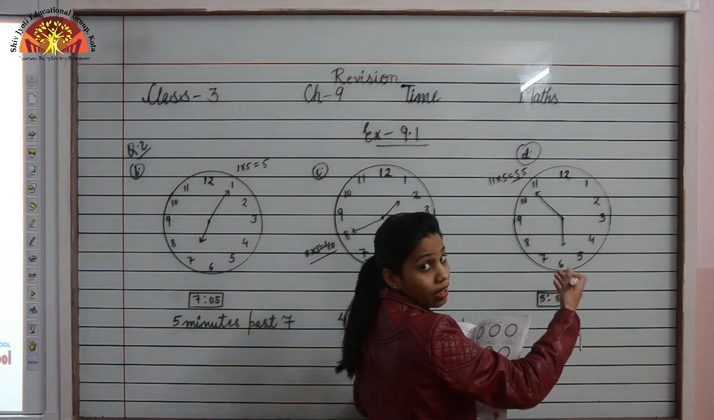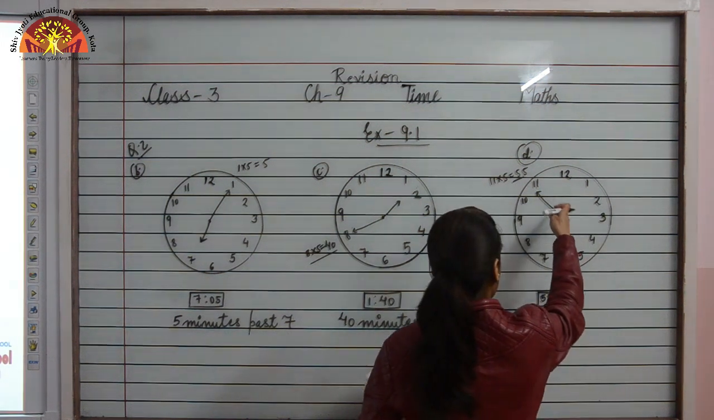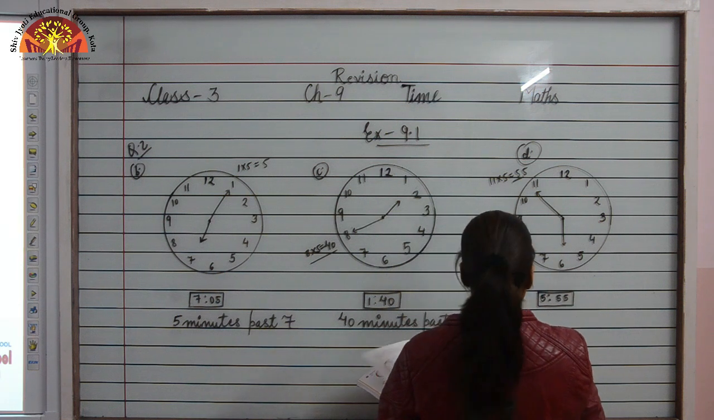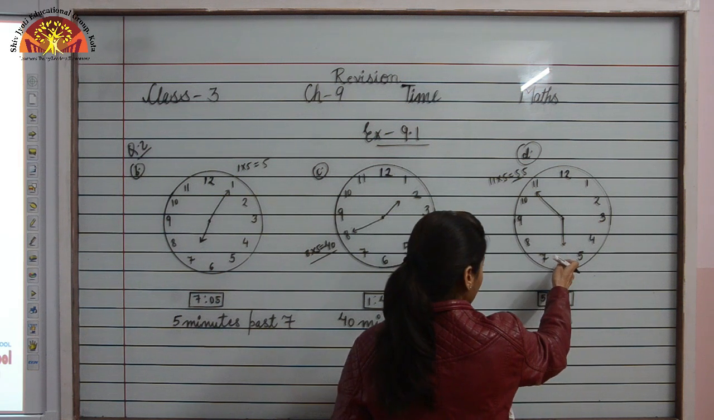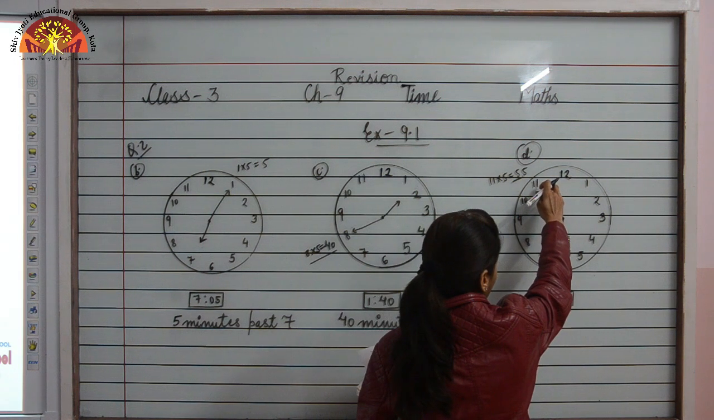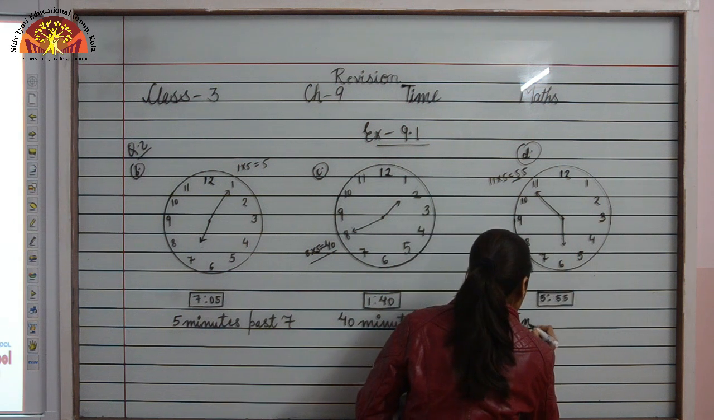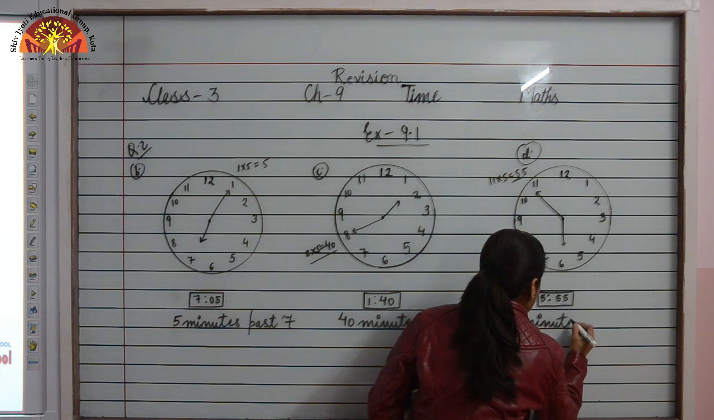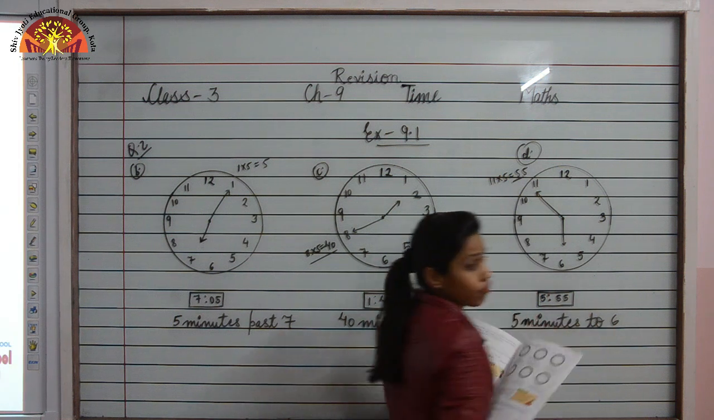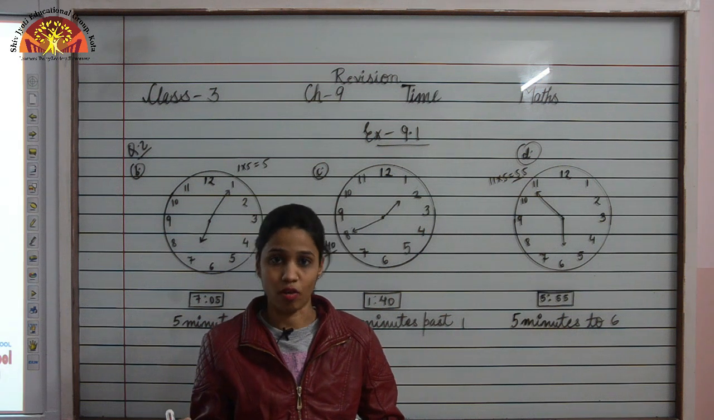Now how will I write the time in another way? Since this minute hand is on the left hand side, I will write time as minutes to the next hour. Now the next hour will be 6. It is not 6 yet, it will cross this 11, so the next hour will be 6. So how will I write? 5 minutes to 6. 5:55. So the other way is 5 minutes to 6. So students, this is how you have to write the time shown in the clock.